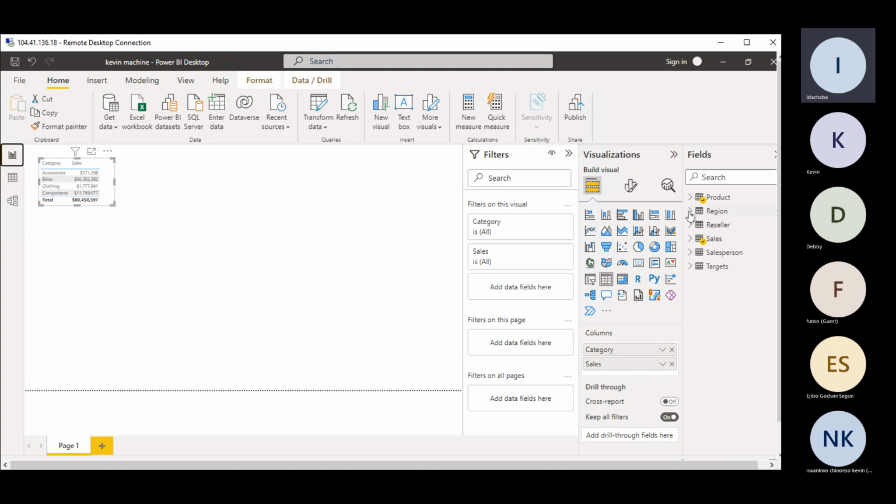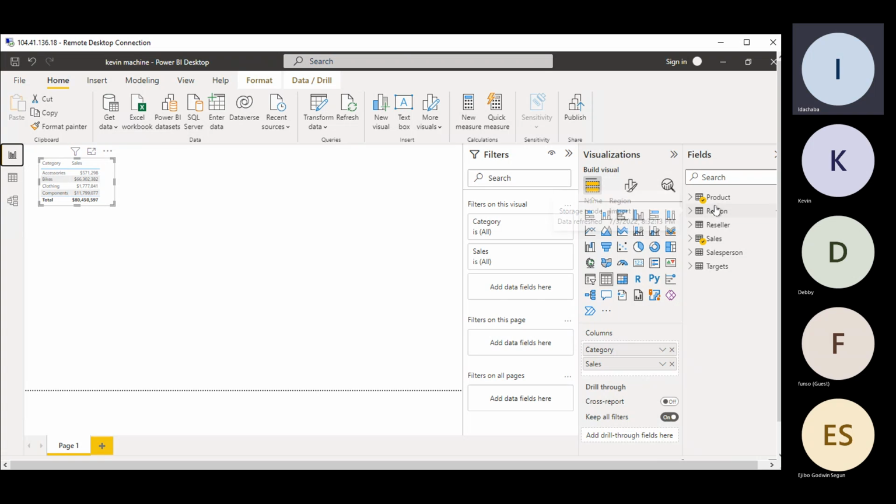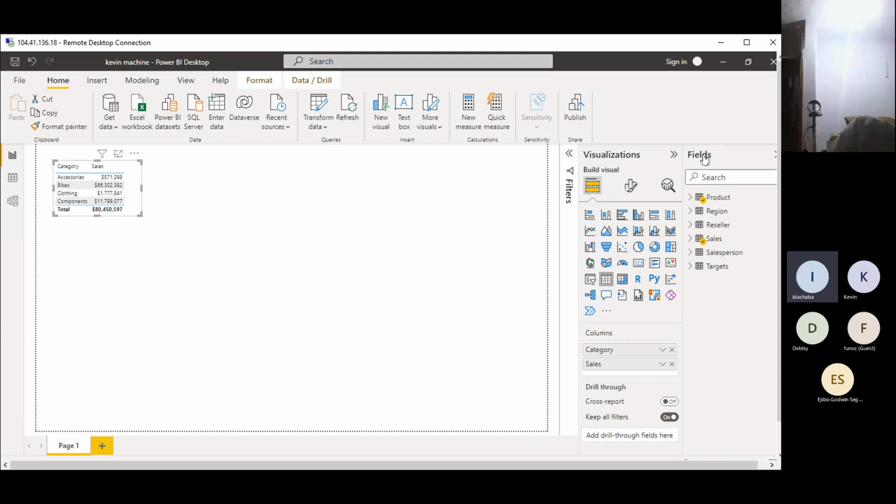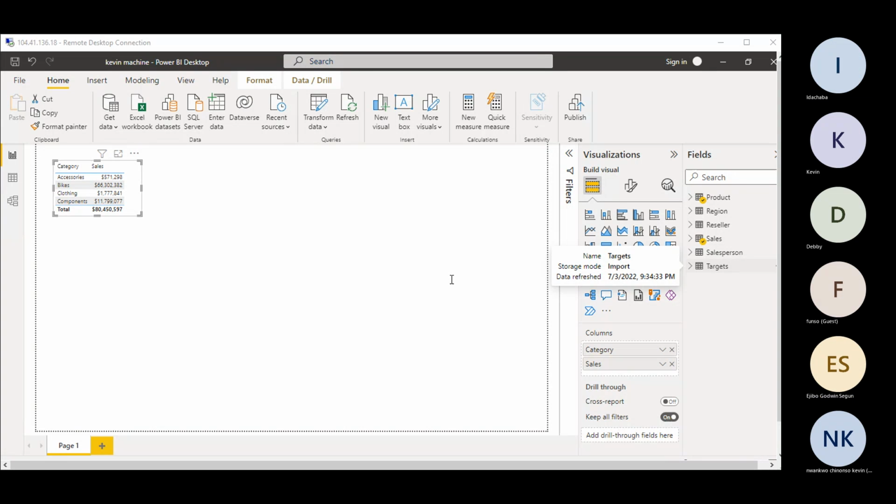So look at the fields. Here, I can hide the filter. Then look at the field, this is the field that we are talking about. We have products visible, region, reseller, sales targets, and targets. So you can notice that there's no salesperson region here. Only salesperson, but there's no salesperson region, because we have hidden all the columns that were there yesterday.